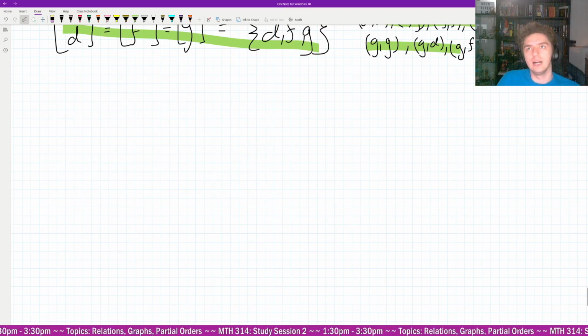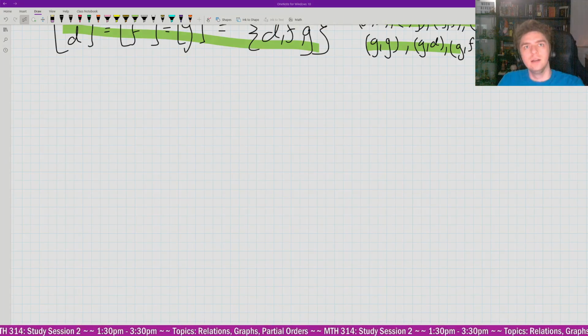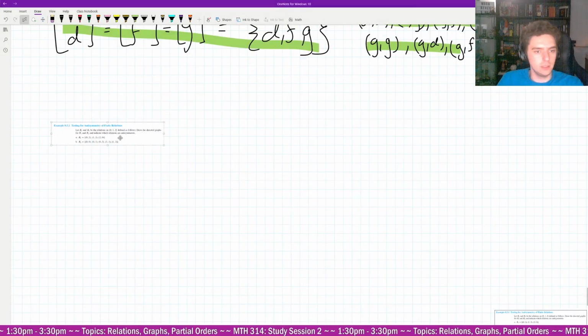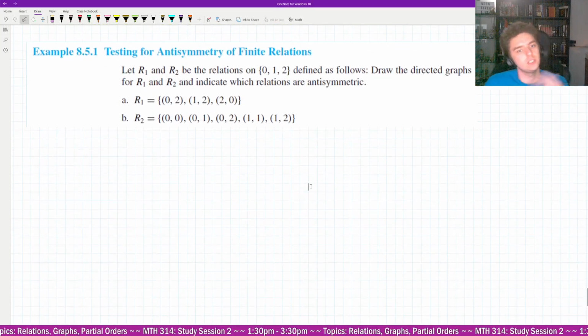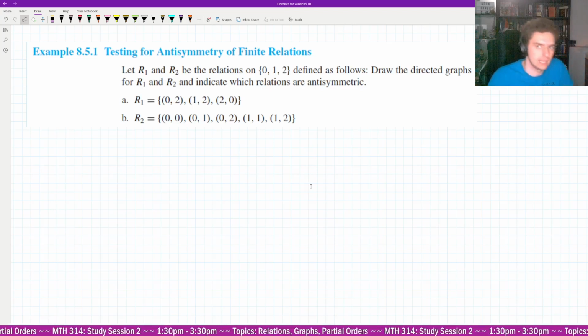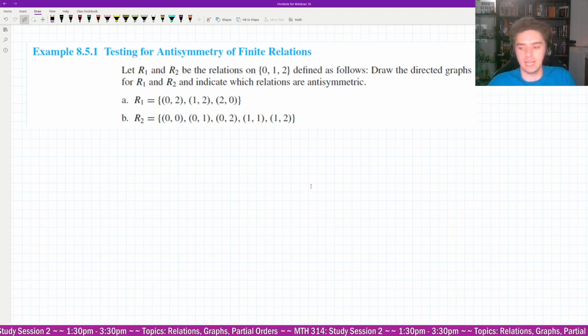Okay, let's move on to partial orders. We have, again, from this textbook, testing for anti-symmetry of finite relations. First of all, anti-symmetry is an important part. A partial order is just another kind of relation that is reflexive, anti-symmetric, and transitive.